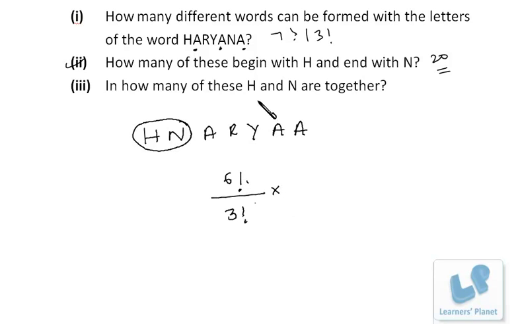Then we want H and N together, right? So H and N can be rearranged among themselves in 2 factorial ways. Do not forget this 2 factorial, otherwise your answer will be wrong, right? So 1, 2, 3, 4, 5, 6. 6 factorial ways are there, and we divide by the repetition, that is 3 factorial. Then H and N can be mutually arranged in 2 factorial ways. So in all, this is the answer. So 720 by 6 into 2, right? So your answer will be 240, right?